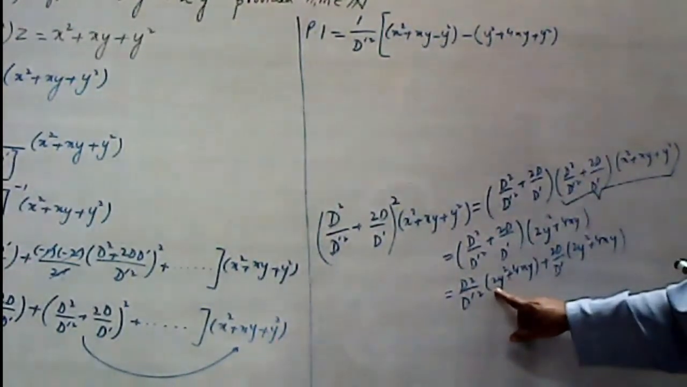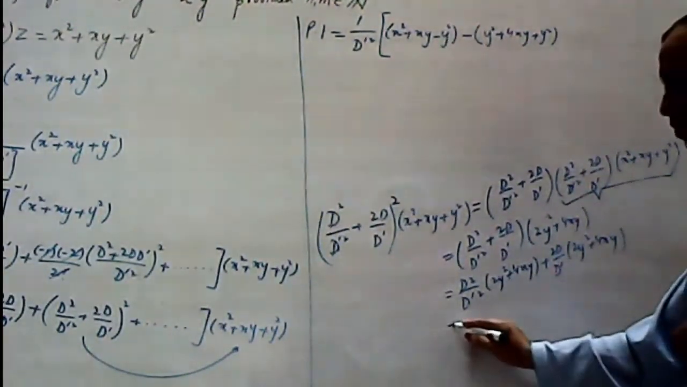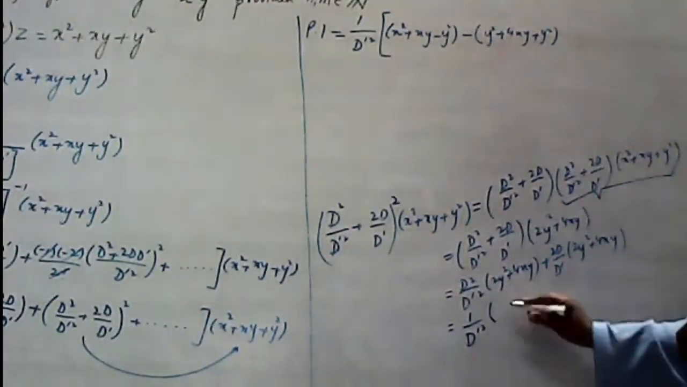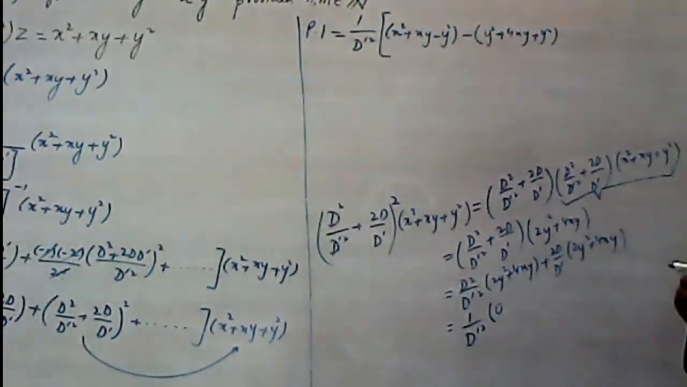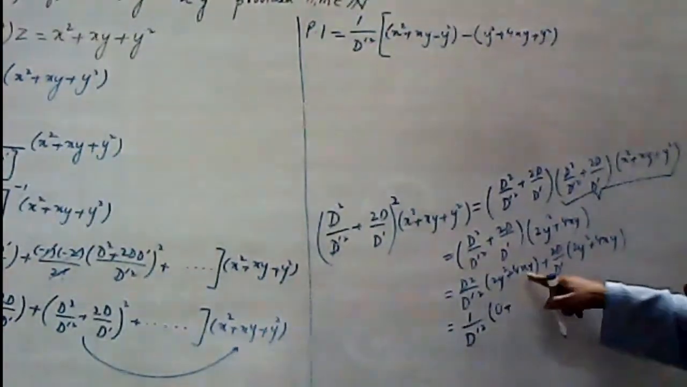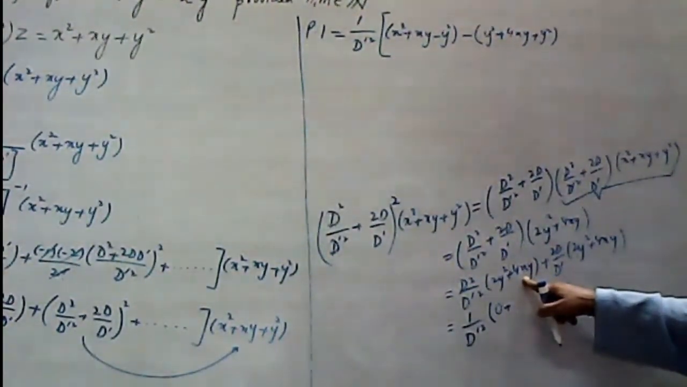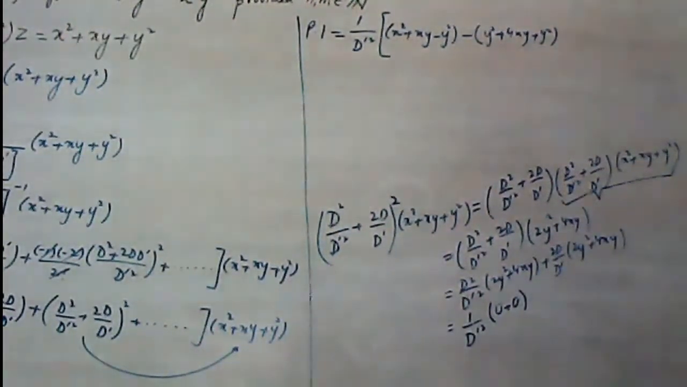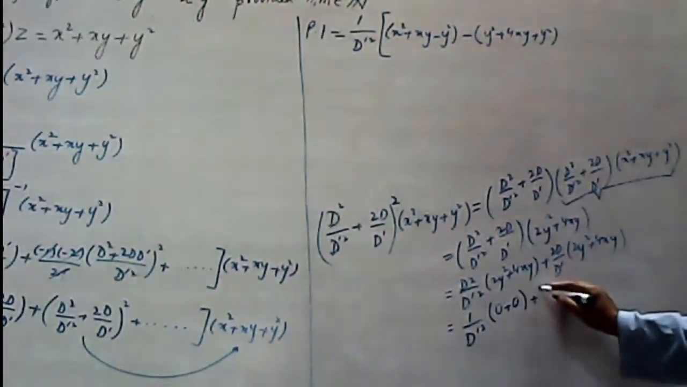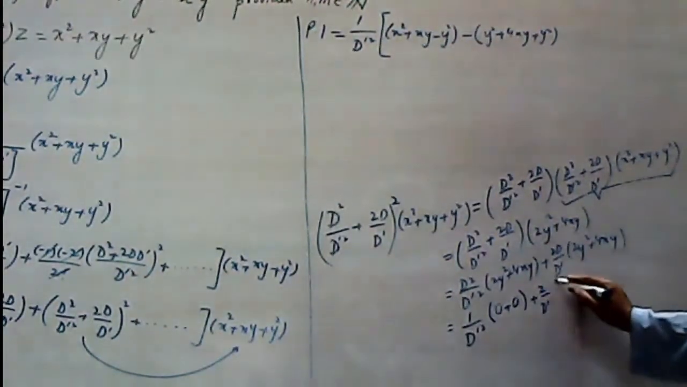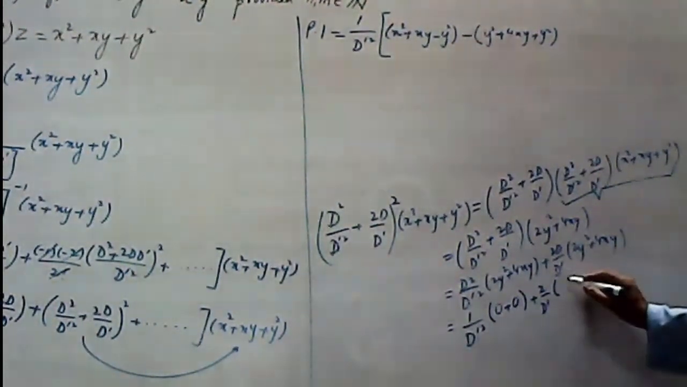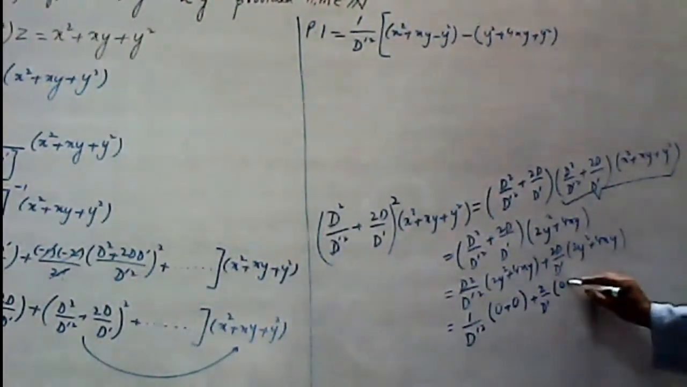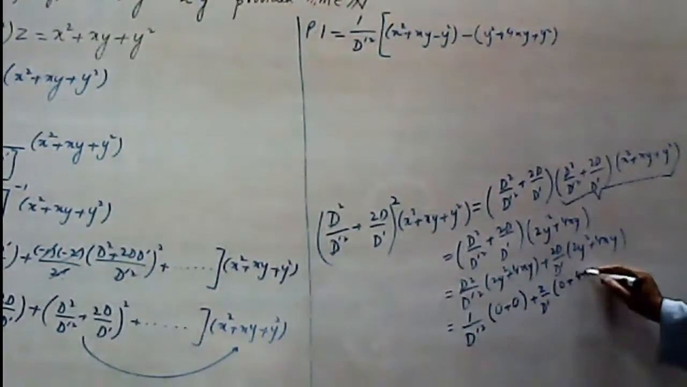First derivative of this term is 0. So 1 upon d dash square is kept. The first derivative is 0, second is 0. Plus first derivative is 4y and second derivative is 0. Coming here, 2 upon d dash, first derivative is 0 and so it is 0. Then first derivative is 4y.